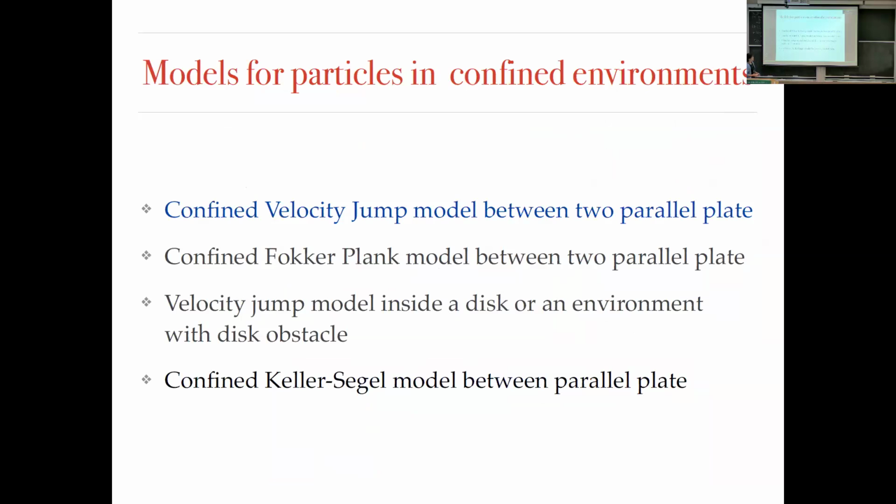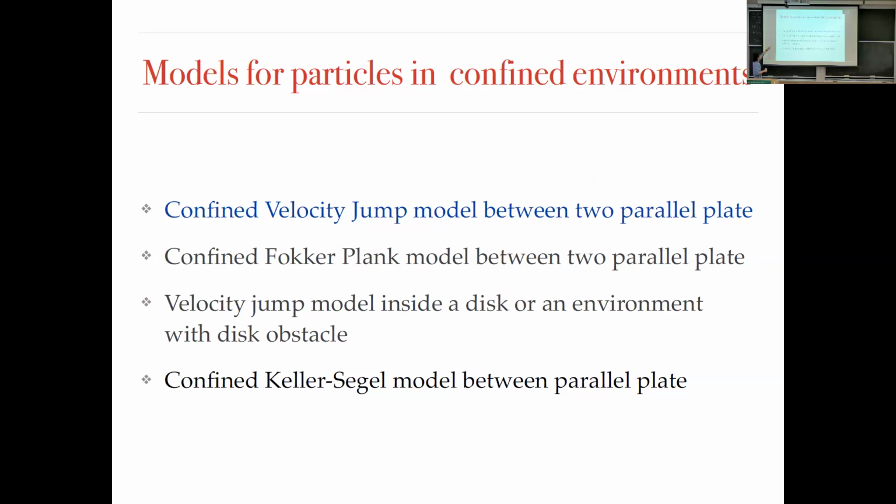Then what I'm going to do, this is the outline of my talk. In the first part, I'm going to write down a velocity jump model, basically the kinetic version of what I mentioned just now. If we write down a kinetic equation, we consider all the bacteria to be between two plates. Then what kind of boundary condition should you put for that kinetic equation?